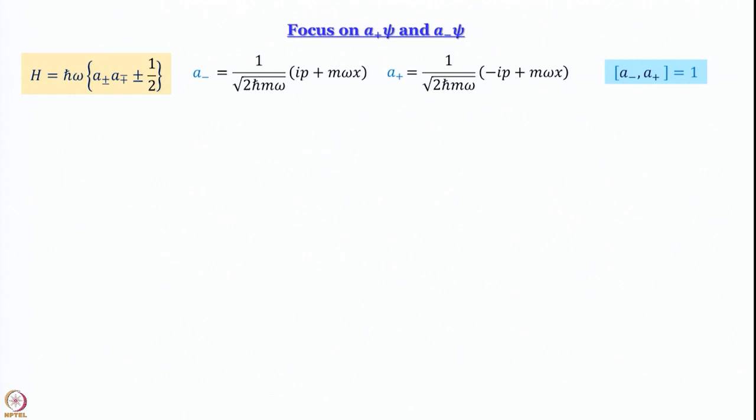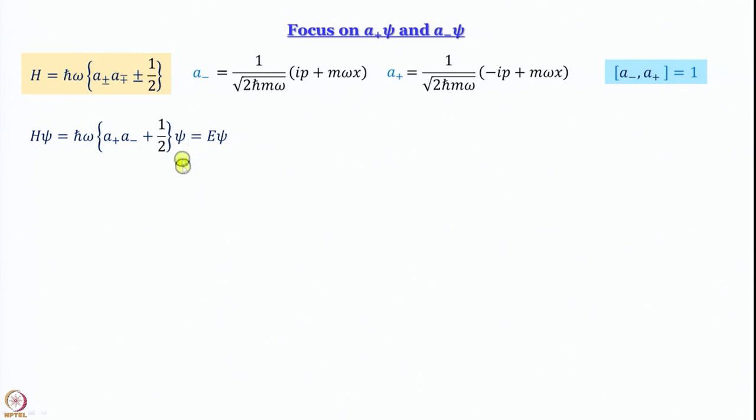Now, let us try to see what happens when A plus operates on psi and I will ask you to work out what happens when A minus operates on psi. Okay? And when we do that, then we will finally understand why these are called ladder operators. Here goes. We know H psi, let us take one. I mean, we can take either of the two. I will just take this. H psi equal to H cross omega multiplied by A plus A minus plus half operating on psi, that will give us E psi.